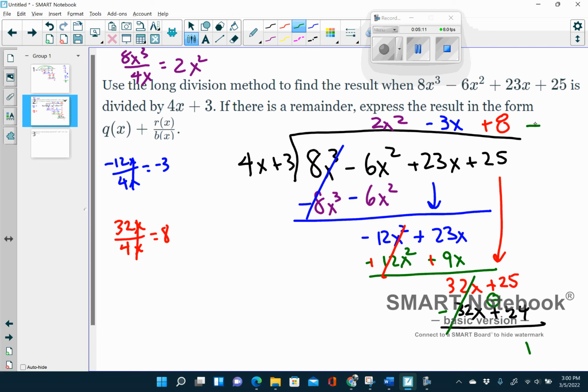So what you do with the 1 remainder is you put it on the top, that's the remainder, and then you see what you're dividing by, which is the 4x plus 3, that goes on the bottom. 4x plus 3. This is the answer that you need to put into Delta Math.